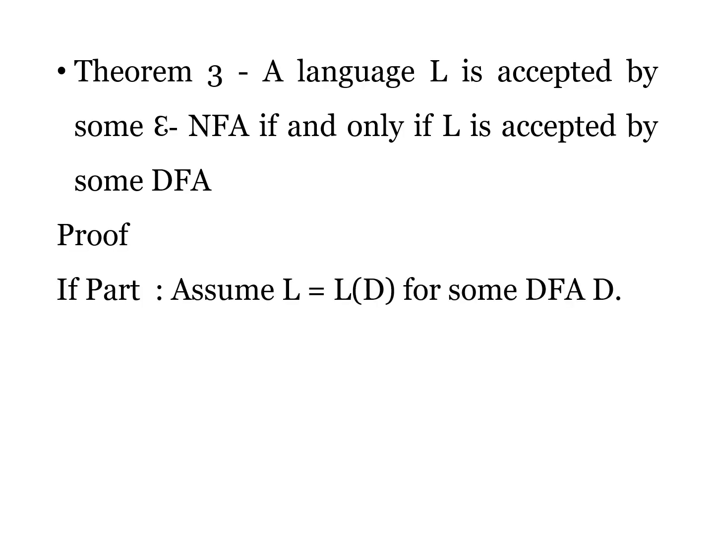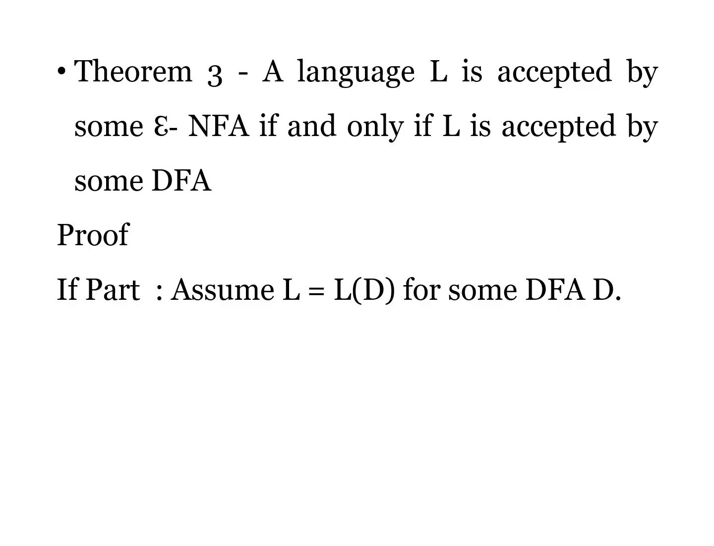So we are going to see today the third theorem. A language L is accepted by some epsilon NFA if and only if L is accepted by some DFA. That is, if there exists a DFA, then there exists an equivalent epsilon NFA. If there exists an epsilon NFA, then there exists an equivalent DFA. This is what we have to prove: the equivalence between DFA and epsilon NFA.